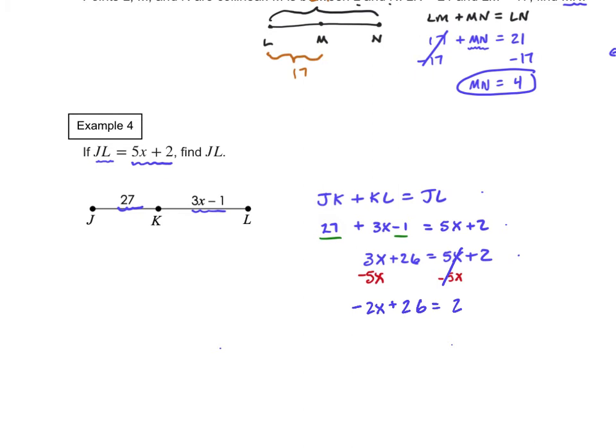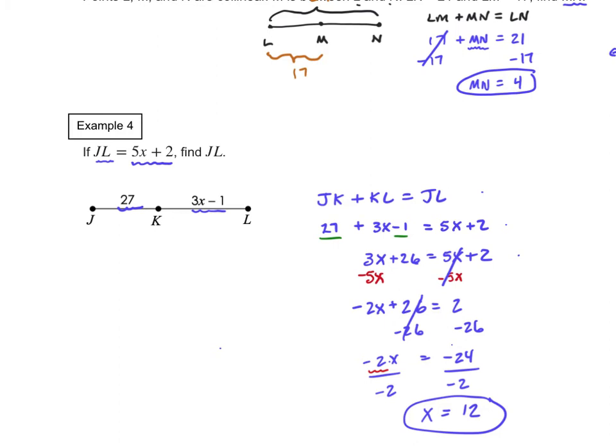Continuing on, I'm going to continue to combine like terms. So I want to move 26 over to the other side by creating a 0. And I have negative 2x is equal to negative 24, right? 26 minus 26 is equal to 0. 2 minus 26 is going to give me a negative 24. And the last step here, which we haven't had to do up until now, is we're going to divide by the coefficient. And the coefficient is going to be negative 2. The coefficient is that number that is attached to my variable. So dividing by negative 2, divide by negative 2, and x turns out to be equal to 12.